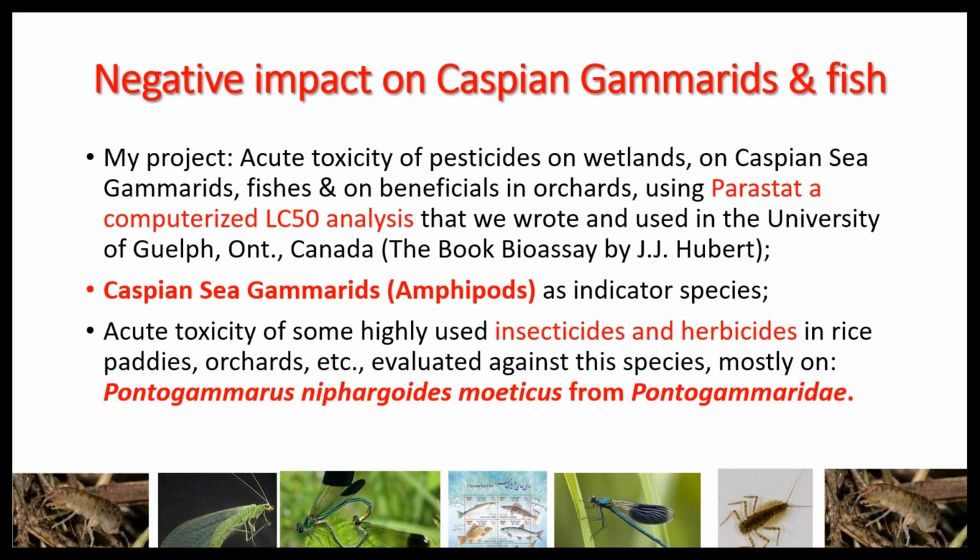I brought it to Iran, and I gave it for free to my students who worked on this project, measuring the acute toxicity of some insecticides and one herbicide, butachlor, on the fish and gammarids or amphipoda of the Caspian Sea. The exact species was Pontogammarus maeoticus. Some of my students did their thesis on this, and we worked some years on this project. Next slide, please.